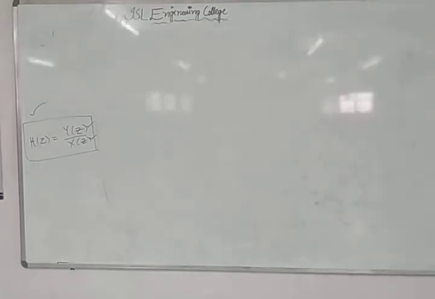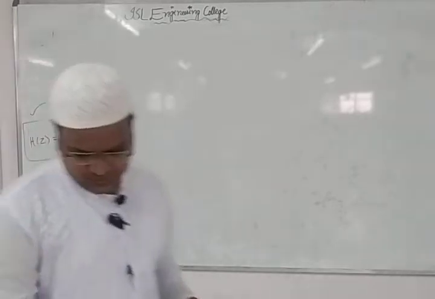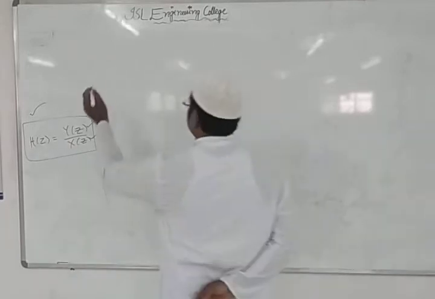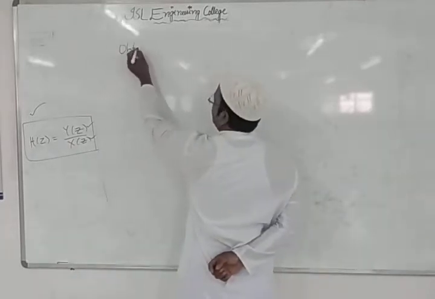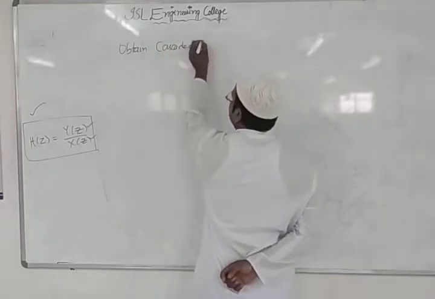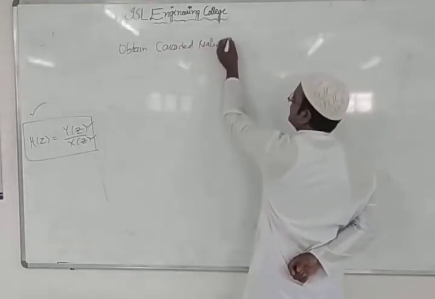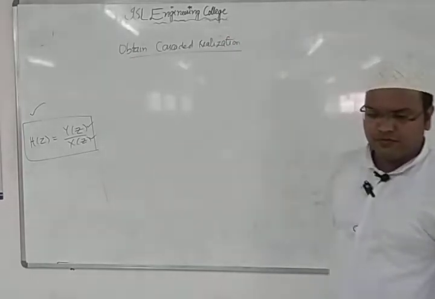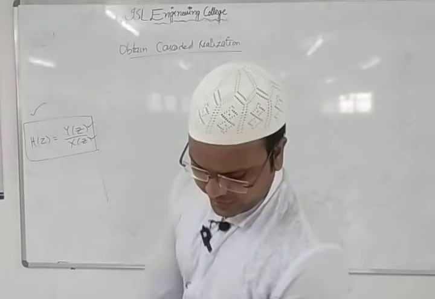So we do have a next problem, students. In the next problem they give: obtain the cascaded realization of the given function. So obtain the cascaded realization of the function. We are taking h of z.